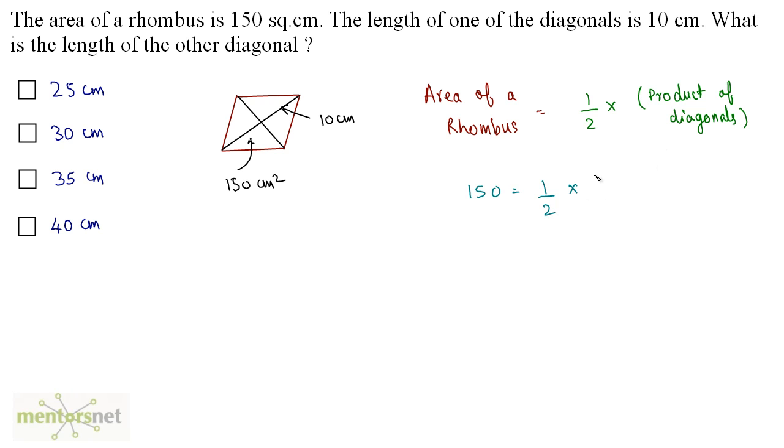So we have been given the area, so 150 is equal to half into product of the diagonals. So one diagonal is 10 centimeter, so 10 into, let the other diagonal be D2. Now we have been asked what is the length of the other diagonal, that's D2. So 2 times 5 is 10, so D2 is equal to 150 by 5, and that is equal to 30 centimeter. So option B is the correct answer.